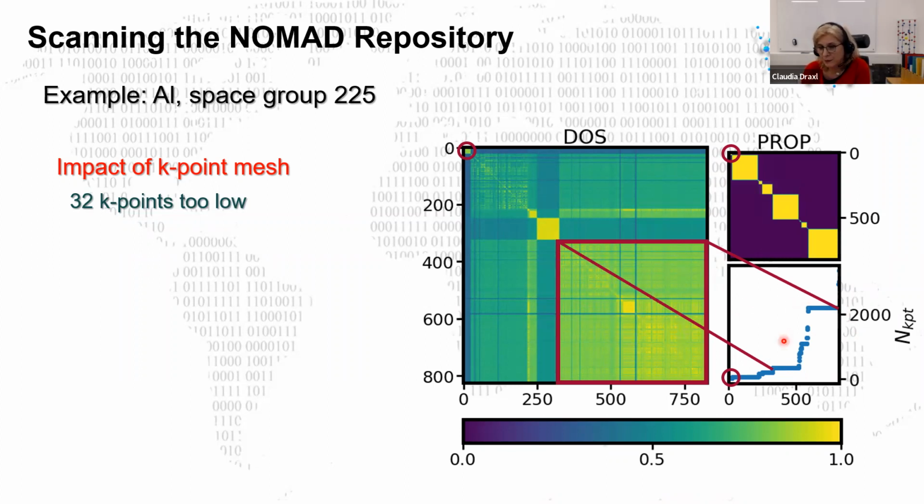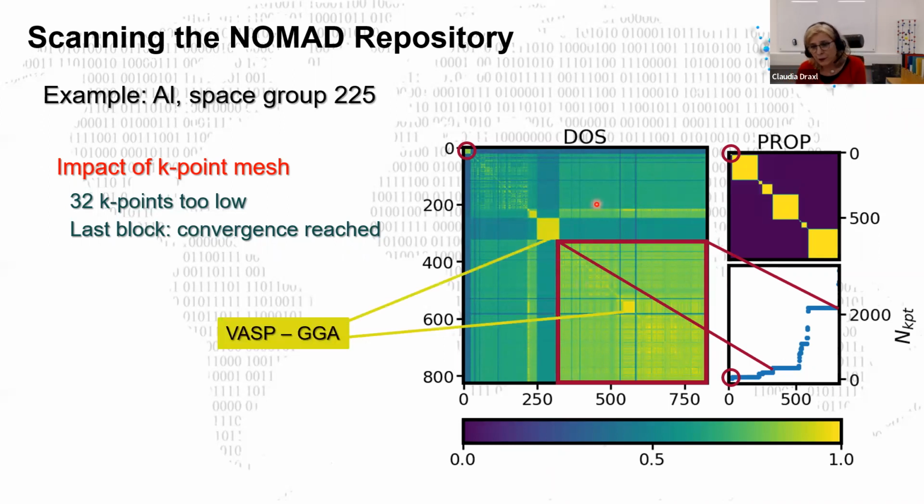And this tells us, obviously, that this last block shows results that are already converged. That means it doesn't matter anymore if you increase the k-point number, the results don't change anymore because you have reached the convergence. So, in other words, we can draw backward conclusions about the convergence of results by looking at the similarity matrix.